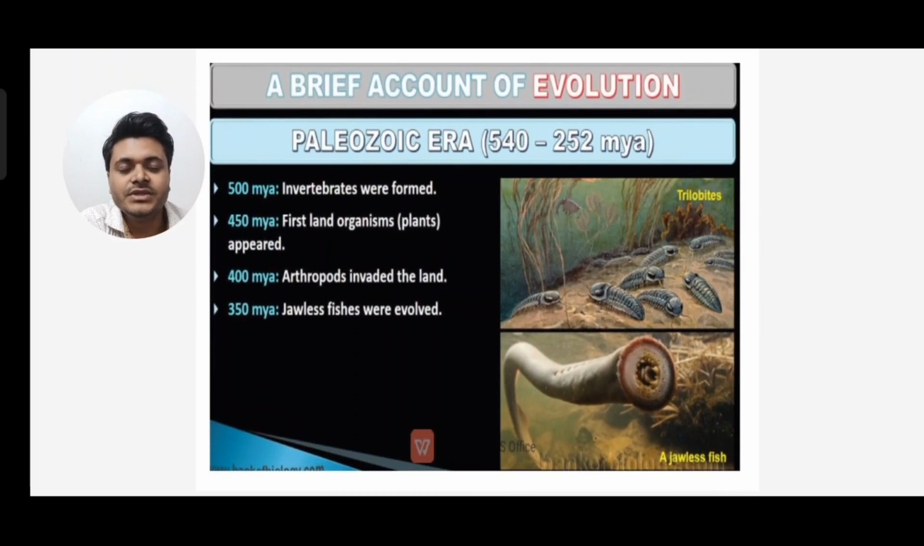Next, 400 million years ago, arthropods invaded the land. So arthropods came into existence 400 million years ago, and 350 million years ago, jawless fishes evolved. Okay, so jawless fishes evolved at 350 million years ago.